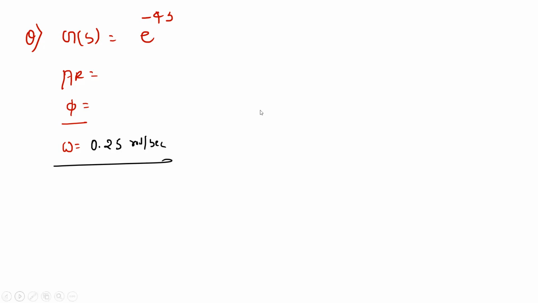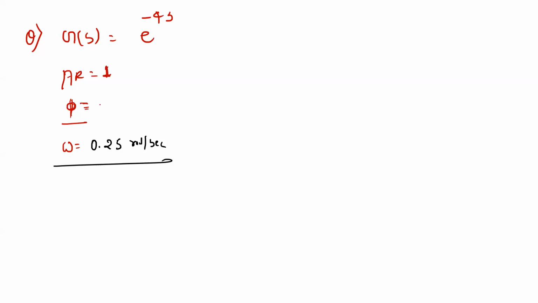Have you got it? Alina, how much are you getting? What is the value of phi? Minus 57.3. So good. Definitely, whenever we talk about the amplitude ratio, it will be one, for this is a pure time delay.